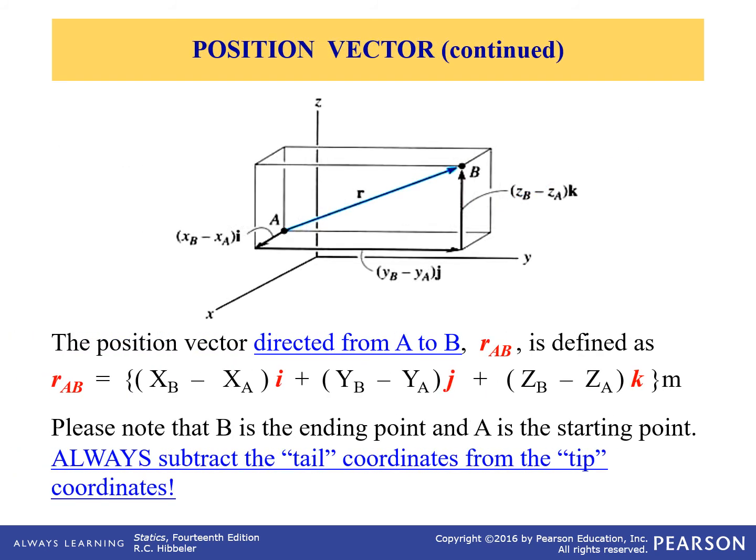You can see here they did that with just the variables given to us. XB minus XA is the X value for our resultant position vector. YB minus YA is the Y value, and ZB minus ZA is the Z value. That is a position vector. That defines a vector that goes from point A to point B. If we found the magnitude of that vector and divided each of those X, Y, and Z components by the magnitude, we would then have a unit vector.